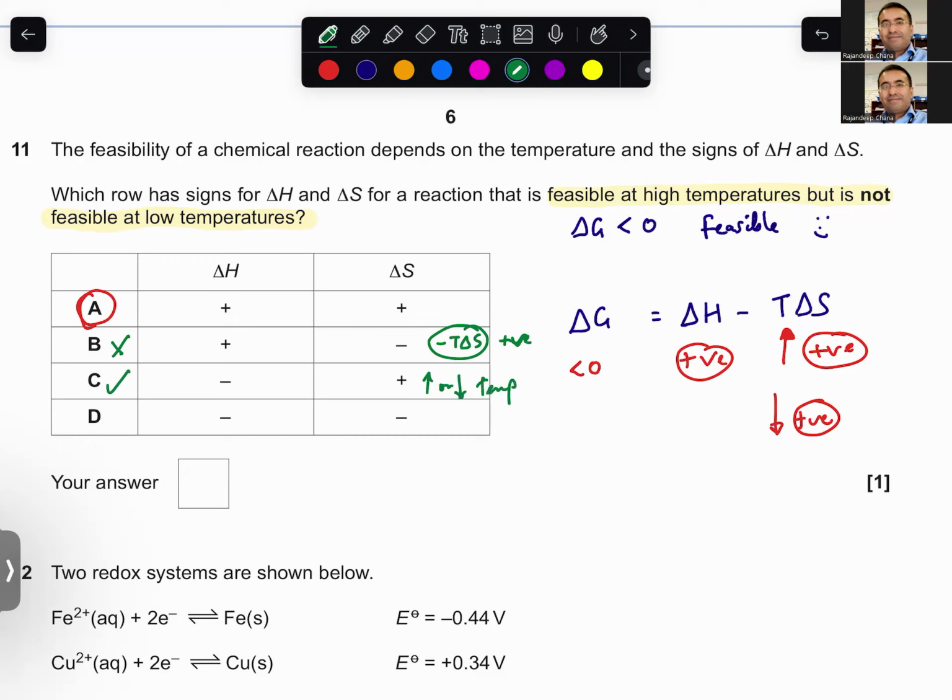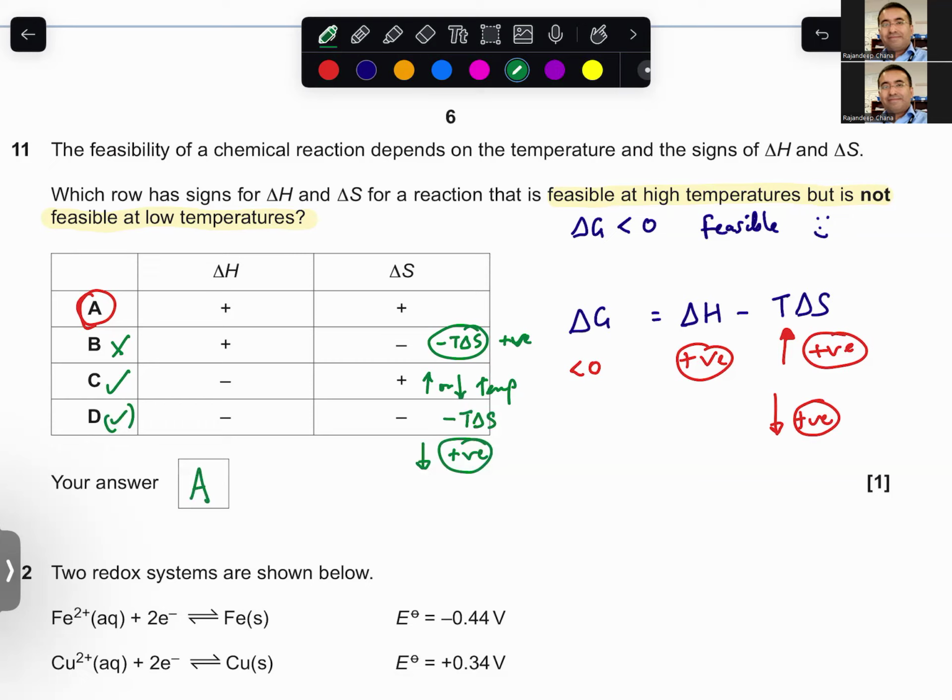And D, negative, negative, negative, and that's negative. This will only be feasible if you got minus T delta S, and that's negative. That becomes now a positive. A negative plus a positive, this will only be feasible at low temperatures, not high temperatures, D. So it can be feasible, but only at low temperatures. 11A is what we've said. A, yep, that's correct. A is the answer.